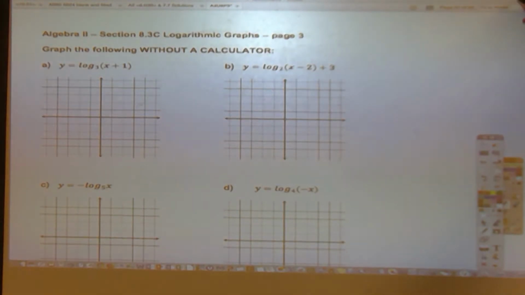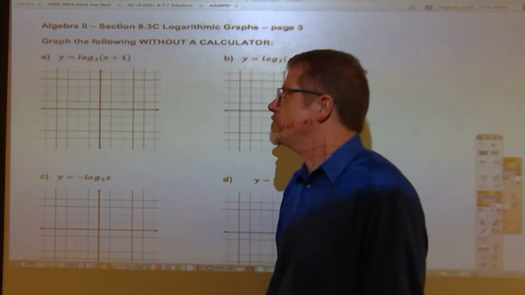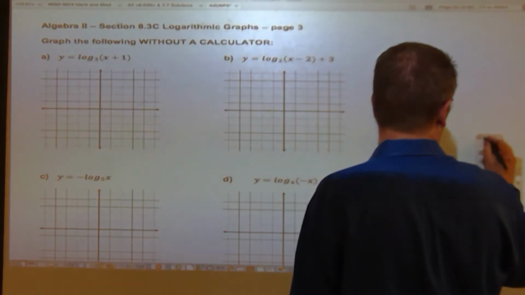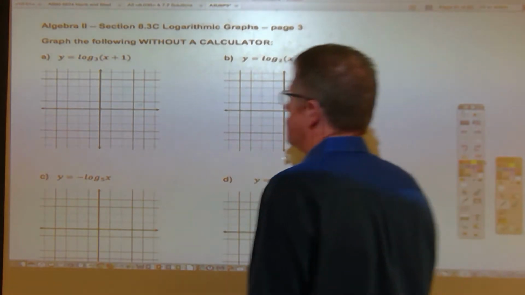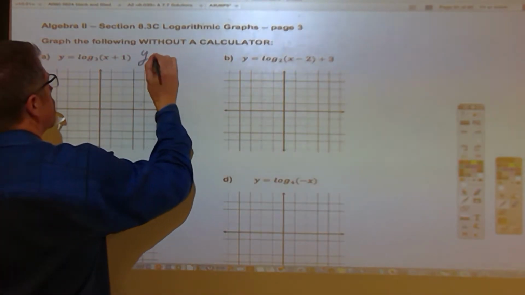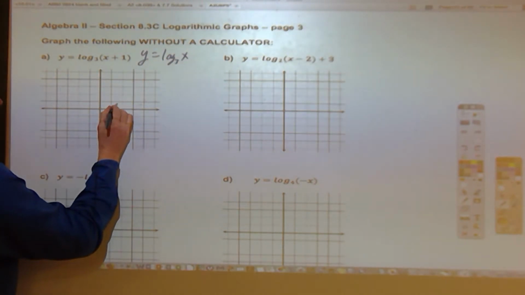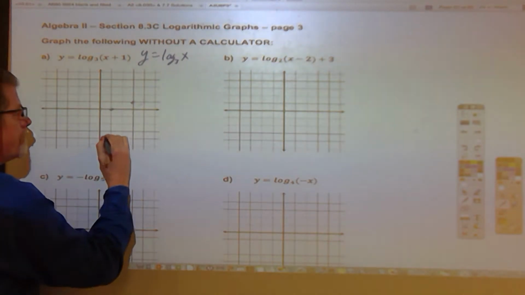Okay, so it says sketch these without a calculator. The idea is that we've got the log base 3 parent graph, which I'll put in green. Actually, on the homework solutions, I've been putting the parent graph in blue. So the parent graph is log base 3 of x. We just learned how to do that. It's (1, 0) and (3, 1).